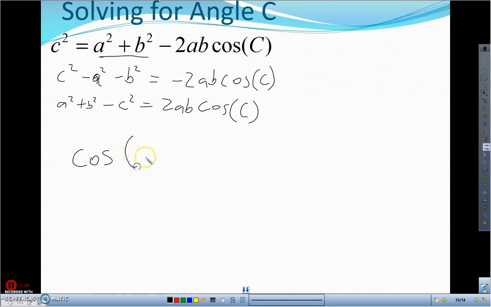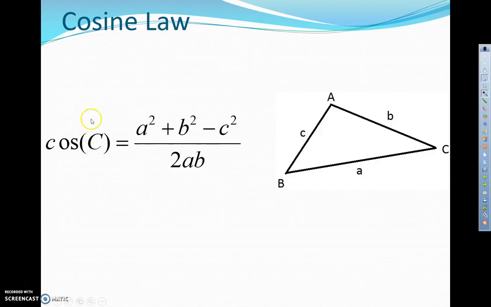Cosine C is equal to a squared plus b squared minus c squared, all divided by 2ab. And this is our cosine law for finding angles. So this is what you can work with. You can also see it where sometimes they represent C as equal to the cosine inverse of all this stuff. Both will work, and ultimately they will both come to the same conclusion.